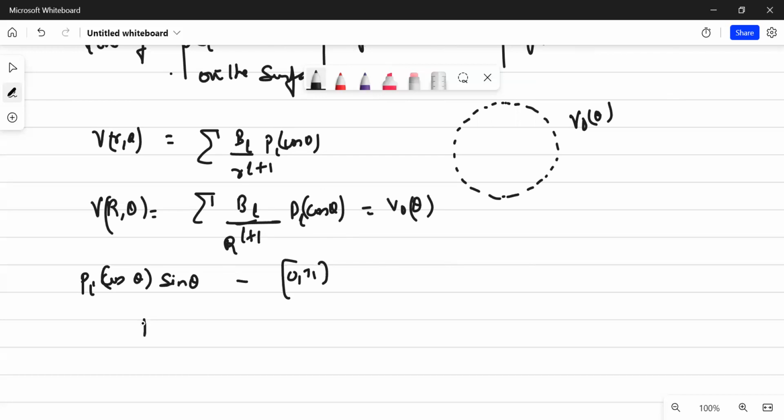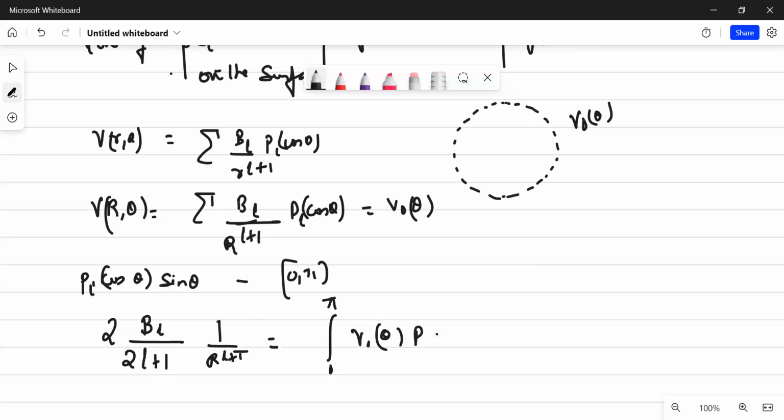So I'll get 2 upon 2L plus 1 times BL, times 1 upon R raised to power L plus 1. This R raised to power L plus 1 is a constant, so it comes out of the integral. And this equals the integration from 0 to pi of V naught theta, PL cos theta, sin theta d theta.